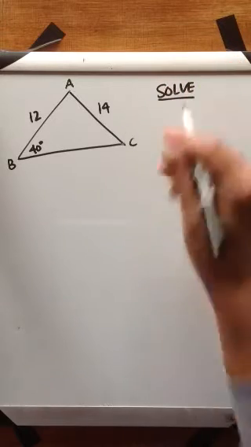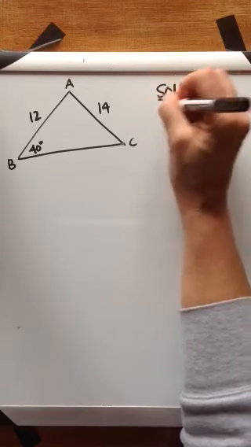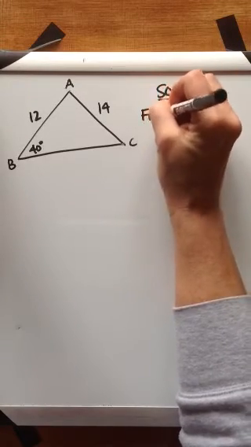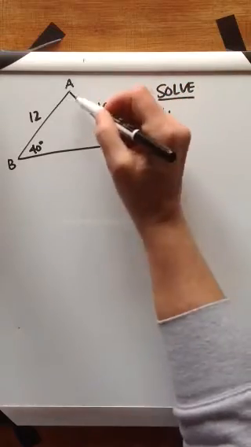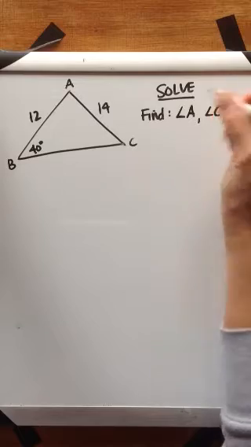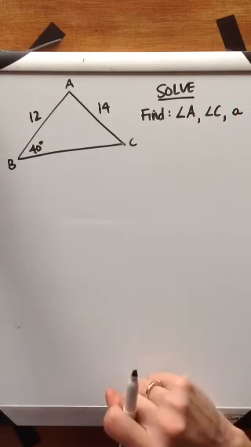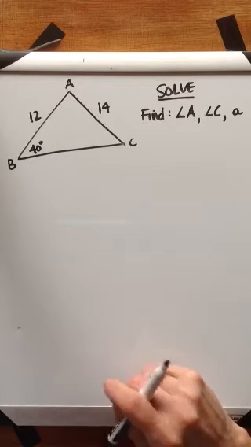So when we see the word solve when it comes to triangles, it means we need a grocery list of things that we don't know about that triangle. So in other words, we're going to try to find these 3 things. We don't know angle A, we don't know angle C, and we don't know little a, side length a. So there's our grocery list.